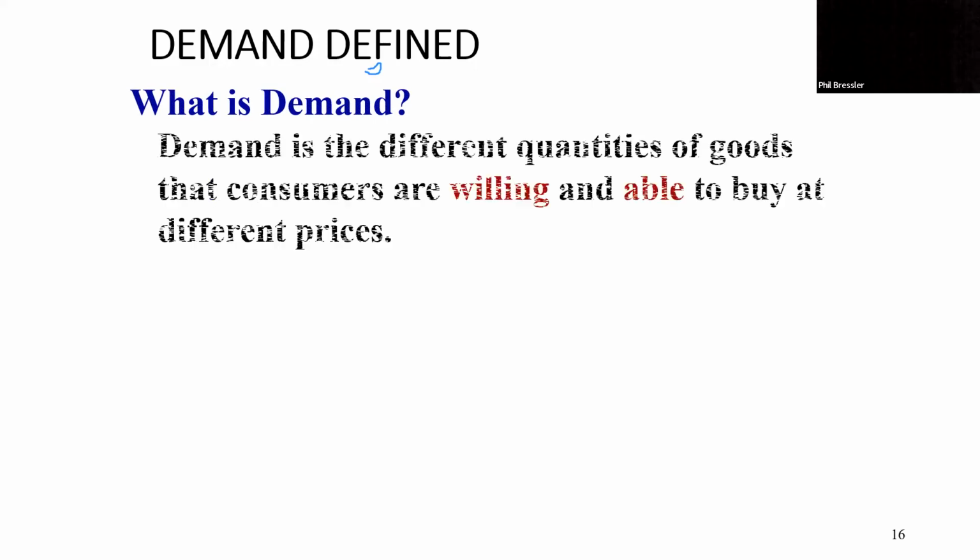All right. Demand defined. What is demand? Now, I think students understand demand better because that's what we do as consumers. Demand is the different quantities of goods that consumers are willing and able to buy at different prices. So you go into the store and you buy orange juice, or people buy cars, or you buy clothes. All of that is demand.